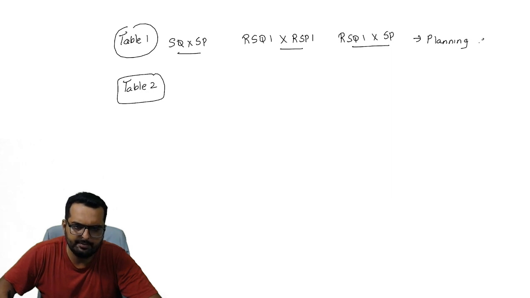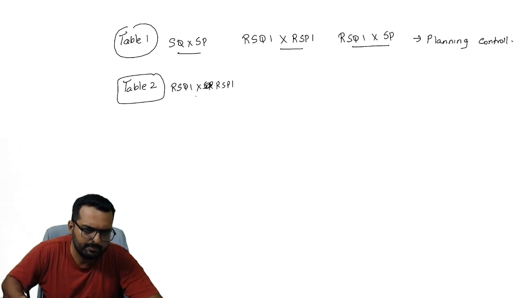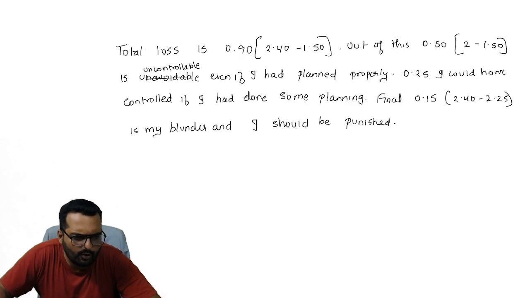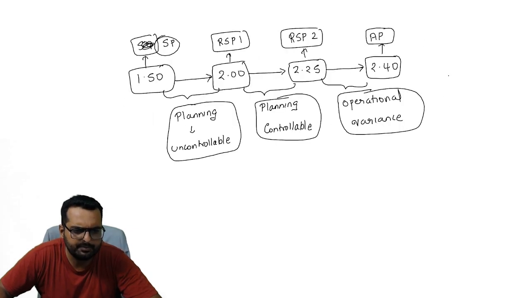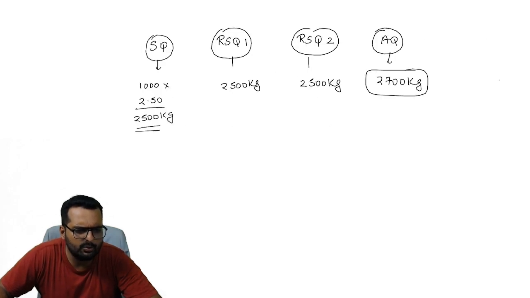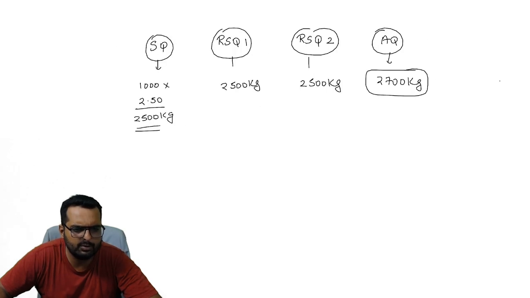This will be planning controllable. Second one will be RSQ1 into RSP1, RSQ2 into RSP2, RSQ2 into RSP1. It must be looking beautiful for all of you, friends. That will be what? Planning controllable. Did I put it correctly? SQ to RSQ, SP to RSP1 was the first one. RSP1 to RSP2 is what I did now.